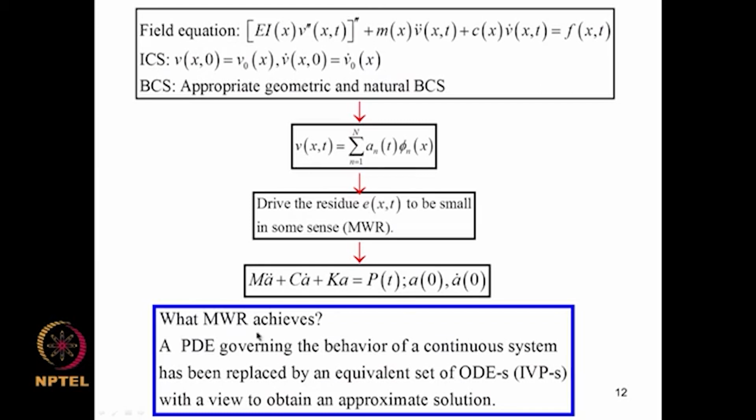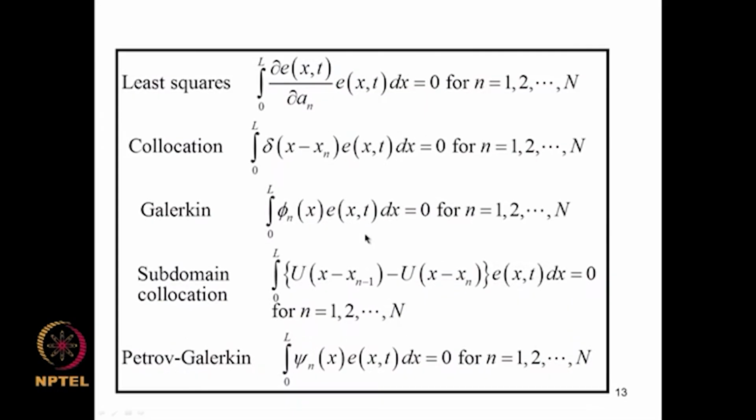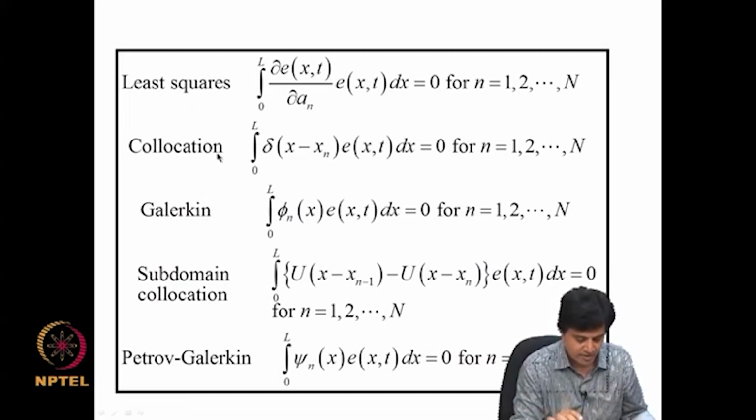So what the method of weighted residual achieves is that a partial differential equation governing the behavior of a continuous system has been replaced by an equivalent set of ordinary differential equations, which are initial value problems, with a view to obtain approximate solutions. The notion of this method of weighted residuals was not unique, and there were several possibilities. We talked about least square method, collocation method, Galerkin method, subdomain collocation, Petrov-Galerkin and so on and so forth.